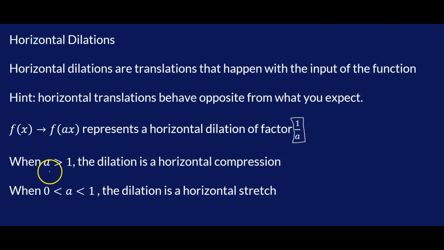So when a is greater than 1, this becomes a horizontal compression. So for example, if you have something like f of 2x, you would think it's getting bigger, but it actually is a compression. It's a horizontal compression. And if you had a fraction, so let's go with something like f of 1 over 3x, this actually is a horizontal stretch. So just think about it as it behaves in the opposite way.